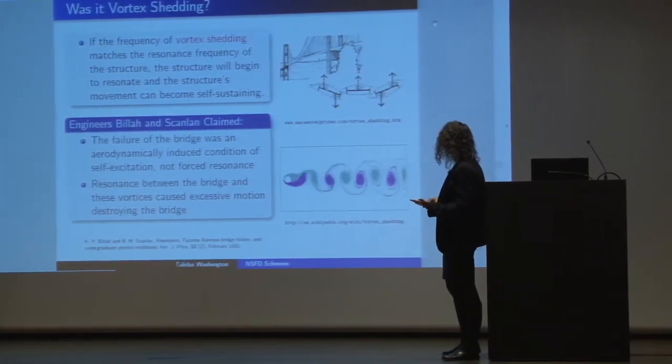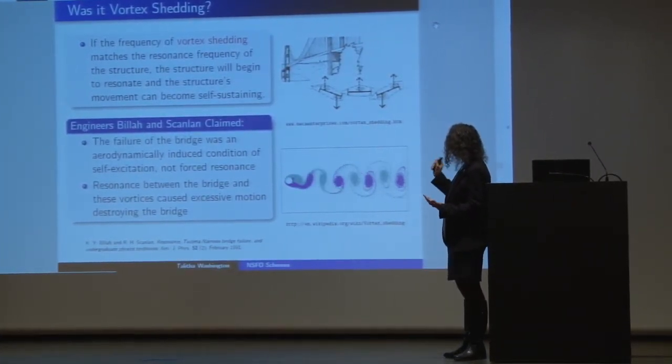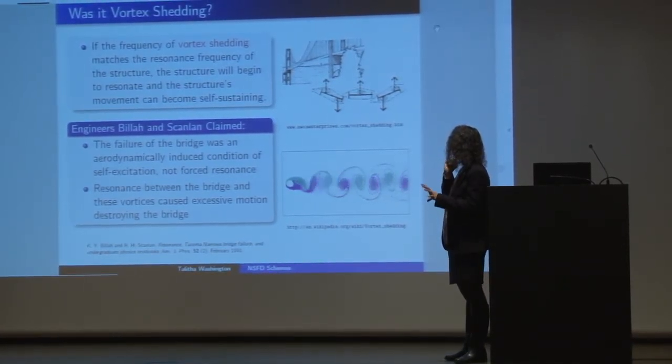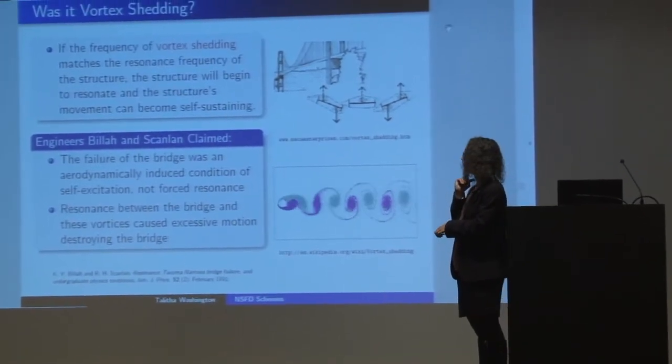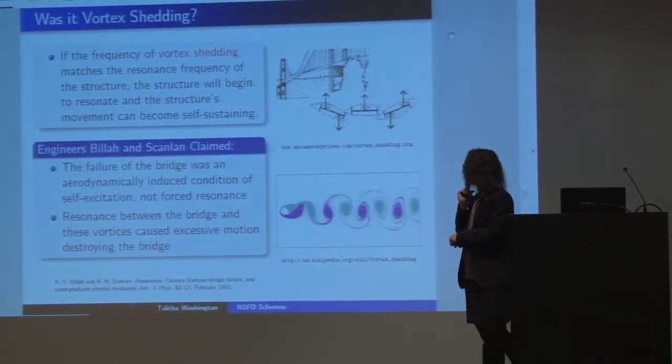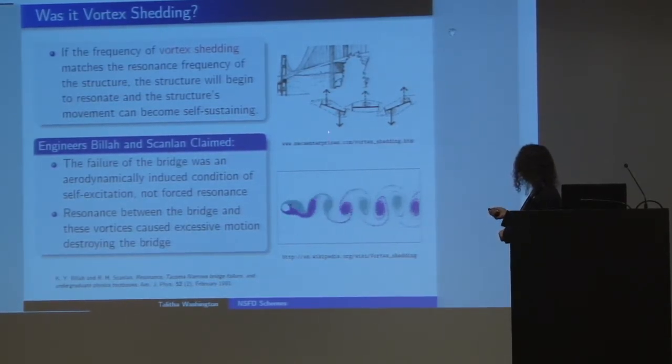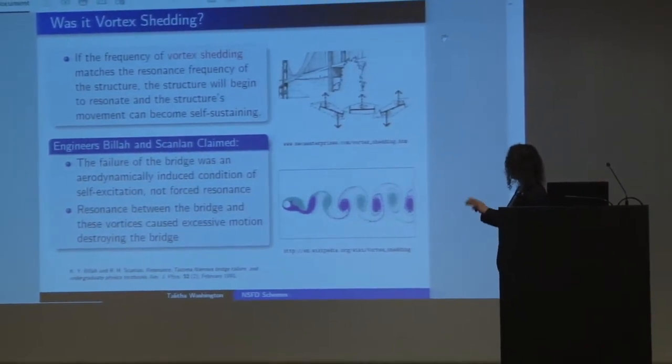Another question was, was this vortex shedding? Vortex shedding occurs if the frequency of the vortex shedding matches the resonant frequency of the structure. And the structure will begin to resonate, and the structure's movement can be self-sustaining. So you have these wind gusts of swirls that are just right to cause the bridge to go up and down.